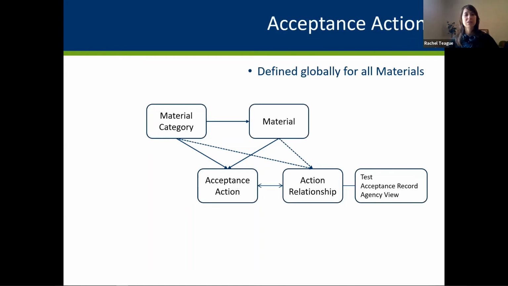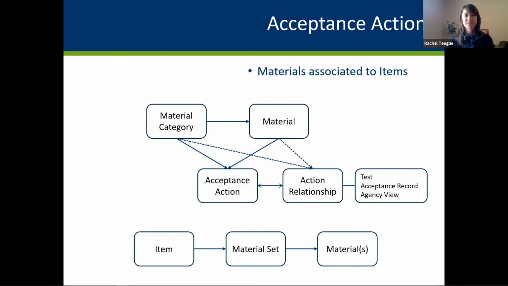Your relationship is the relationship between a material and a material category to some type of document, whether it's to a test, your acceptance record, or your agency view. You're just making that relationship, and you're saying this material can have this test performed. This material could have this particular agency view populated. And then by associating that relationship to an acceptance action on the material or material category, you're saying, I'm going to require that that document gets populated for this material.